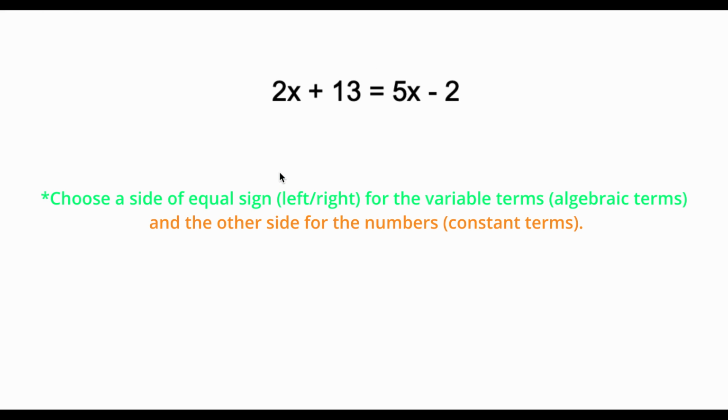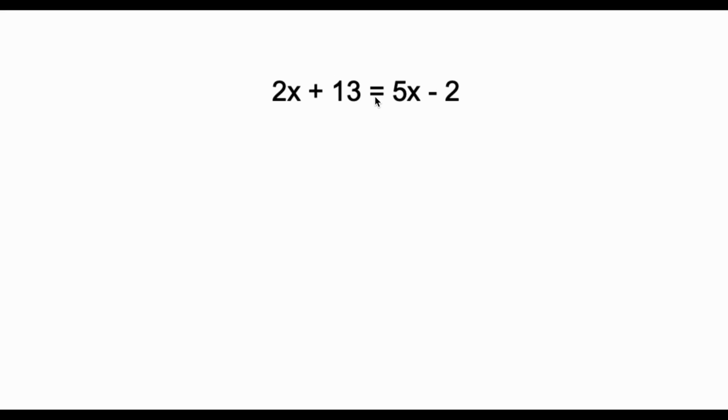So if you look carefully here, you have a 2x plus 13 on one side, and then you have 5x minus 2 on the other side of the equal sign. Our goal is to separate them. Now, you could technically move the numbers on this side and the variable terms on this side, or vice versa. It doesn't matter. However, there is usually going to be one side that's a little easier to use, and let me show you what I mean.